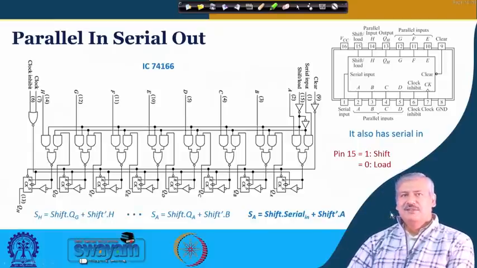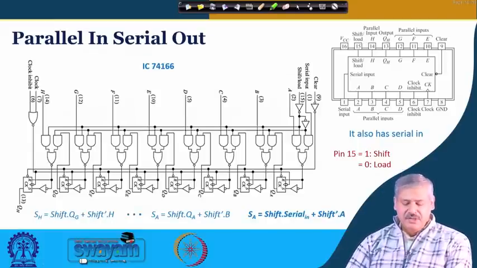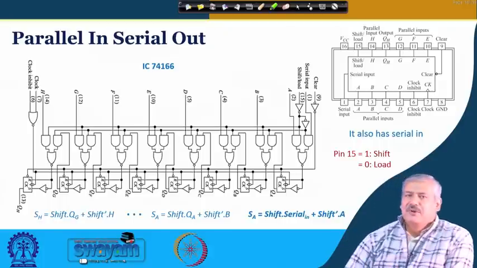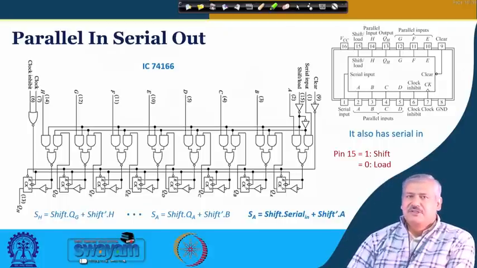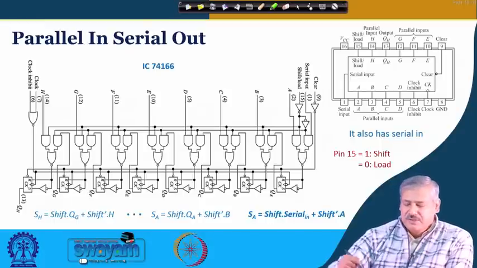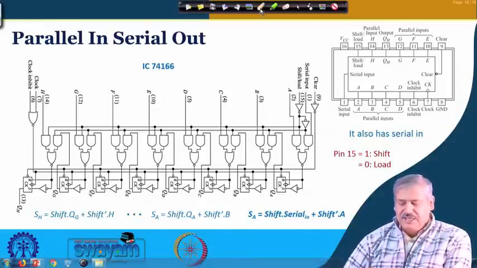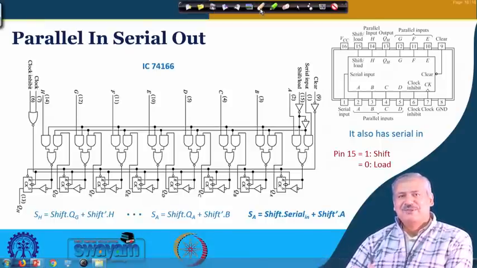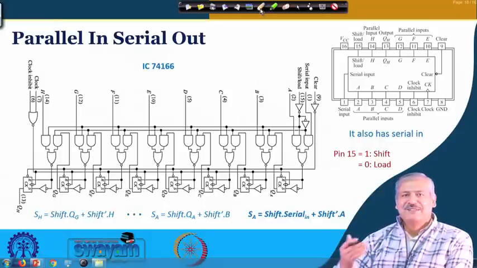Now, let us look at the other variety, parallel in, serial out. Again we take up an actual practical circuit which is in use, which is IC 74166. In this, what you see looks a bit complicated. Slowly we are moving into more complicated circuits. The first one we saw was parallel in, parallel out, but then you see that it provides a little bit of additional control operation.